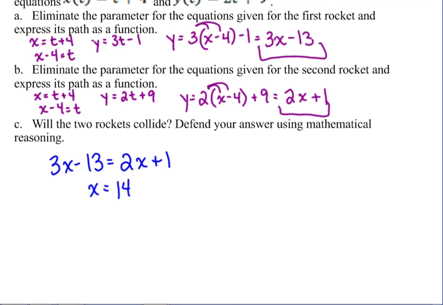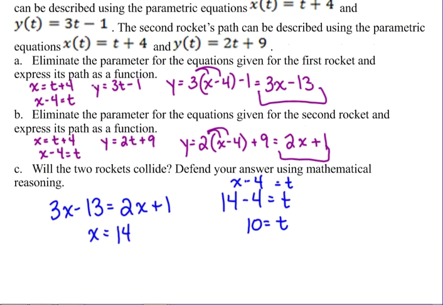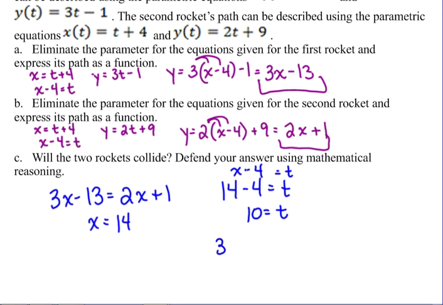If we solve this for x, subtract the 2x, add the 13, we get x equals 14. Let's solve for all the other pieces. Let's see what time that would be. So the x minus 4 equals the t. So that's occurring at time 10. And what would be the y value? We could plug it into either one. I'm just going to go to the first one. They both should give me the same result. 3 times 10 minus 1 is 29. I'll plug it into the other one. 2 times 10 plus 9 is 29.